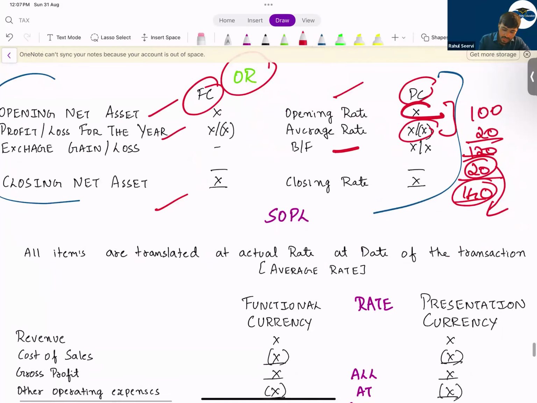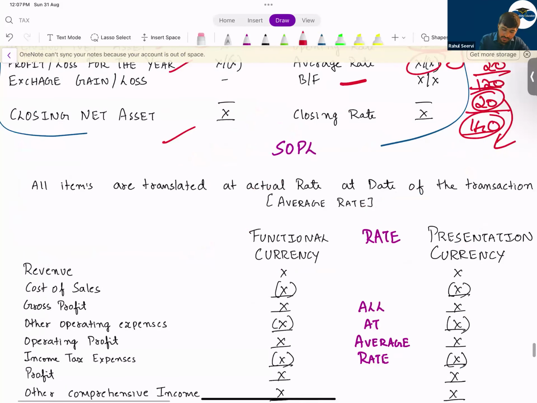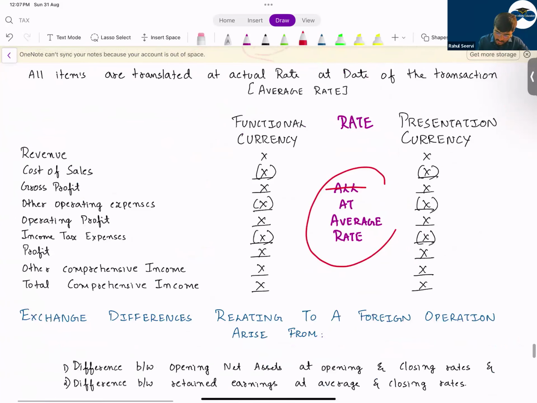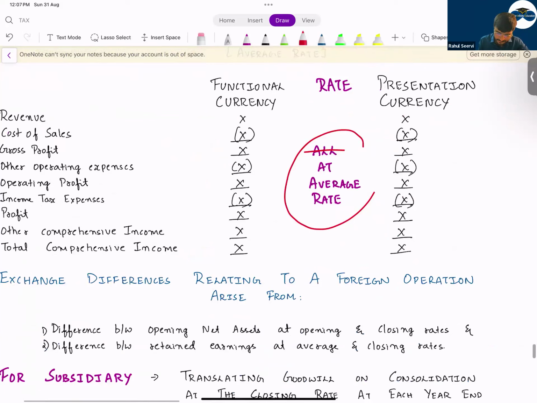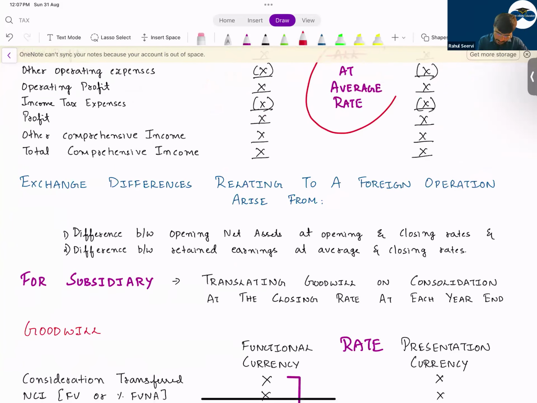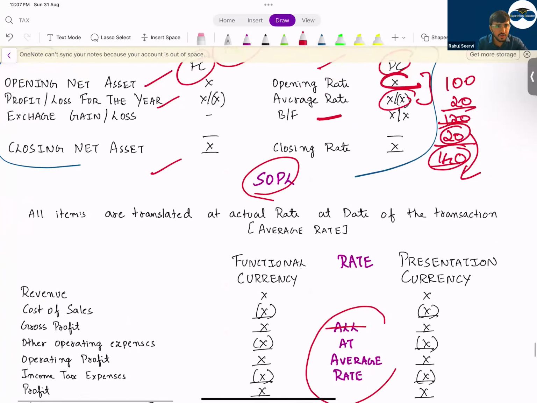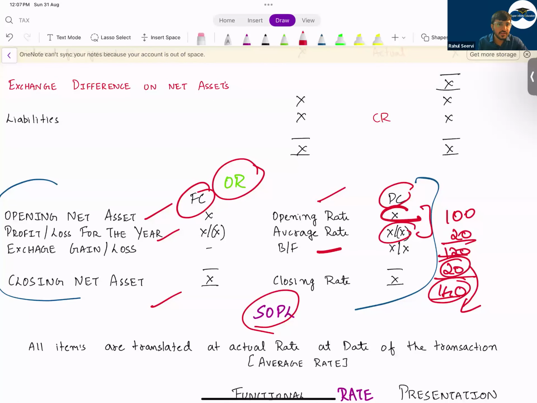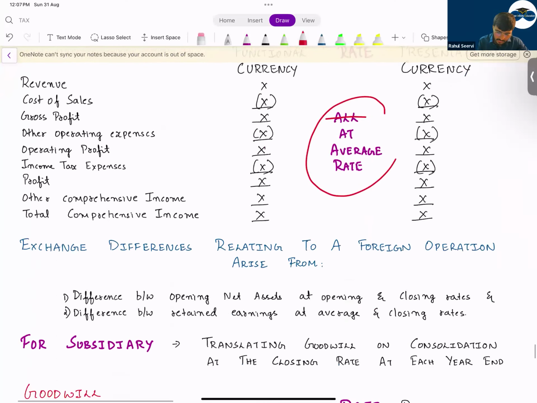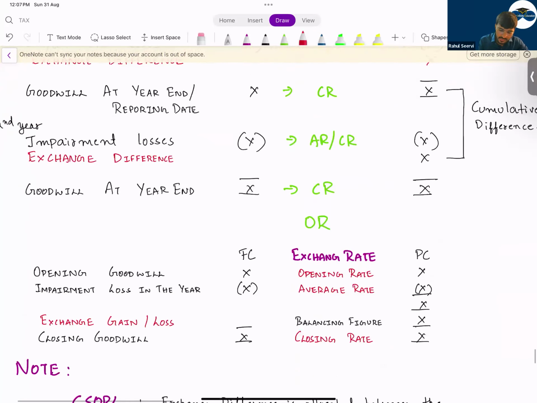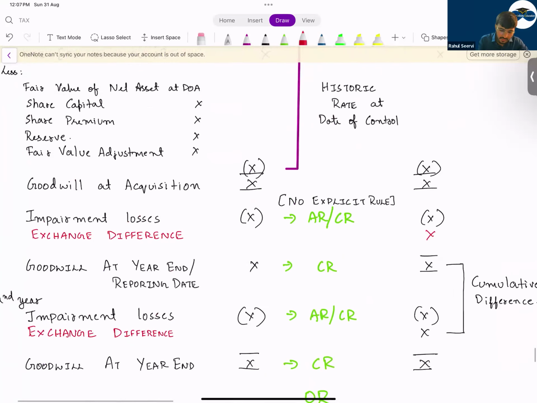In the P&L, in the SOPL, each and everything you will convert at the average rate. Yes or no? Average rate. So for net assets, I hope there is no doubt. How do you calculate the exchange gain or loss? You take the opening net assets, the closing net assets, and the profits, and multiply, and whatever the difference is will be the exchange gain or loss. Then for goodwill, what will you do? This is the calculation for goodwill. So see here now.